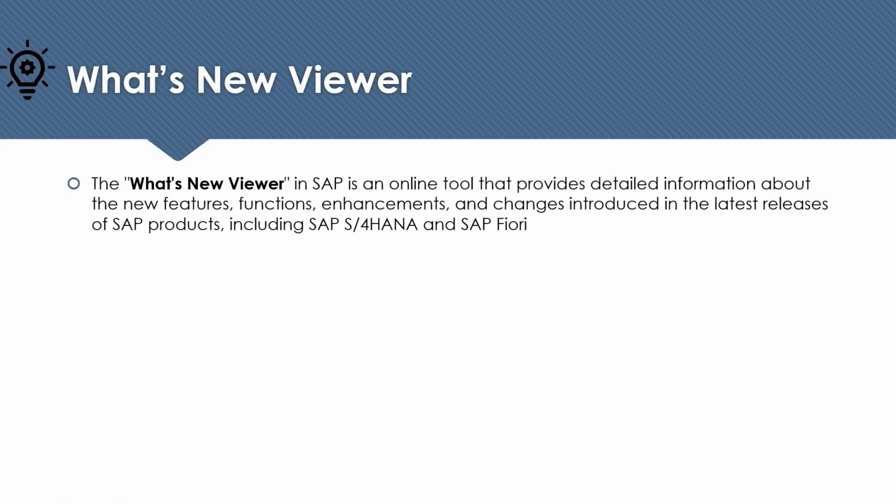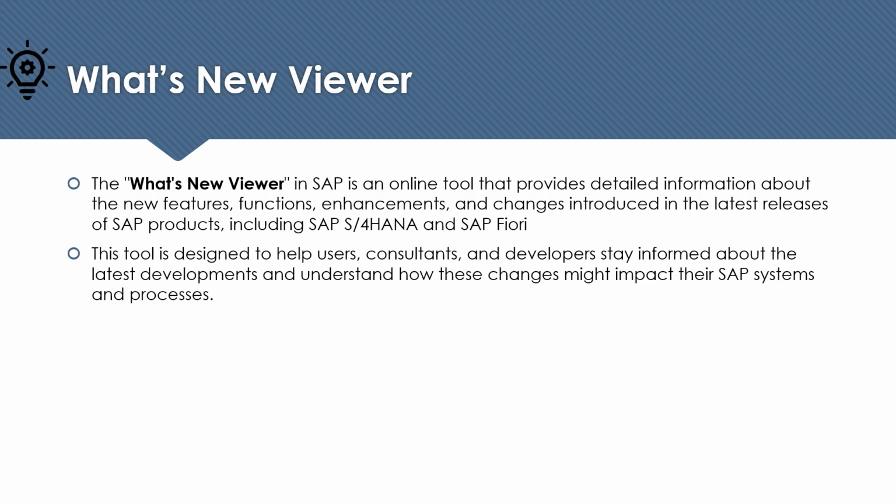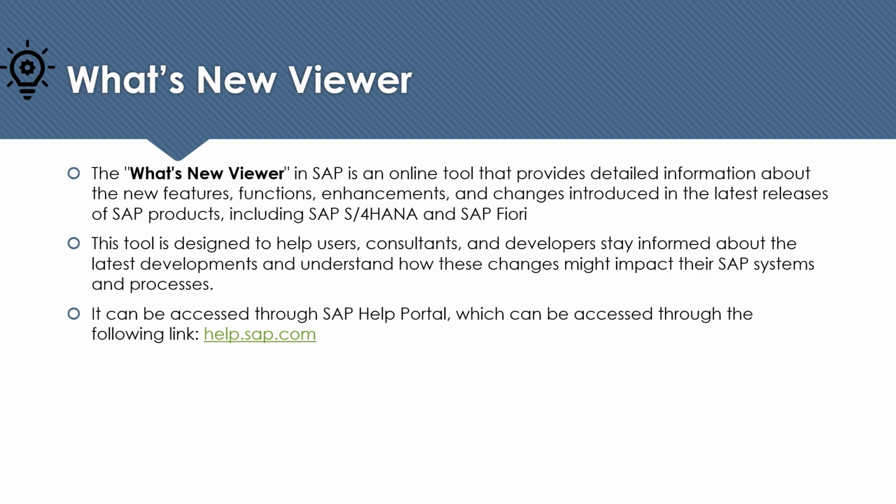The What's New viewer in SAP is an online tool that provides detailed information about the new features, functions, enhancements, and changes introduced in the latest releases of SAP products, including SAP S/4HANA and SAP Fiori. This tool is designed to help users, consultants, and developers stay informed about the latest developments and understand how these changes might impact their SAP systems and processes. It can be accessed through SAP Help Portal, which can be accessed through the following link, that is help.sap.com.